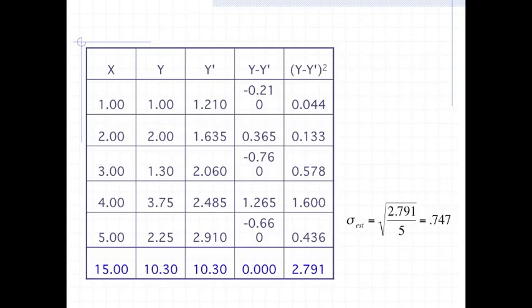Now let's look at an example. Assume the data in this table are the data from a population of 5 xy pairs. Y prime is the predicted value and y minus y prime is the error of prediction. The last column shows the squared errors of prediction. The blue numbers in the last row are the sums of each column. The sum of the squared errors of prediction is 2.791 and n is equal to 5. Therefore, the standard error of the estimate is the square root of 2.791 divided by 5, which equals 0.747.